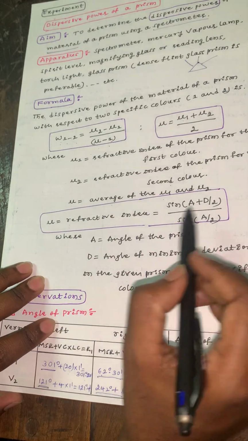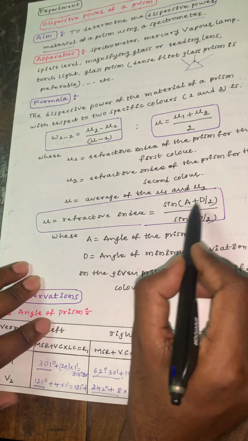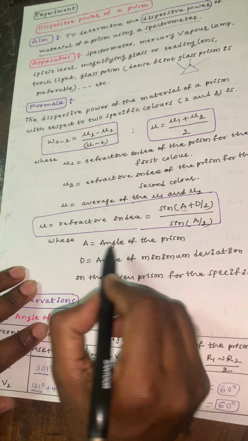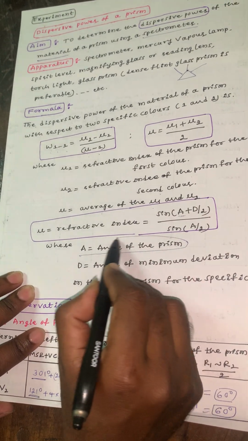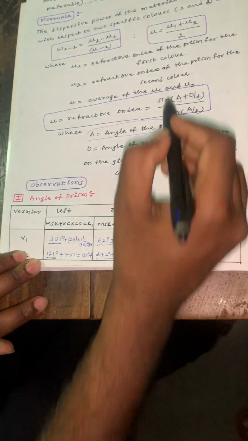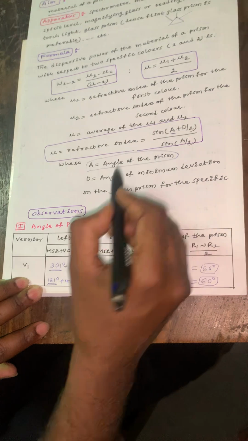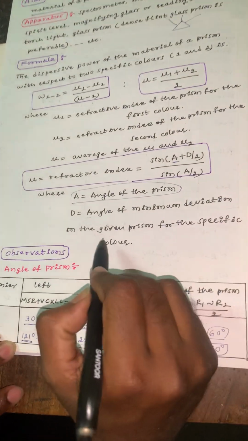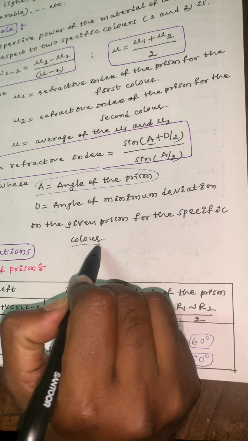The refractive index of the prism is equal to sin of (A plus D) by 2 divided by sin of A by 2. What is A? A is the angle of the prism. From this experiment we need to calculate A. This A value, how to substitute here. What is D? D is the angle of minimum deviation of the given prism for the specific color.